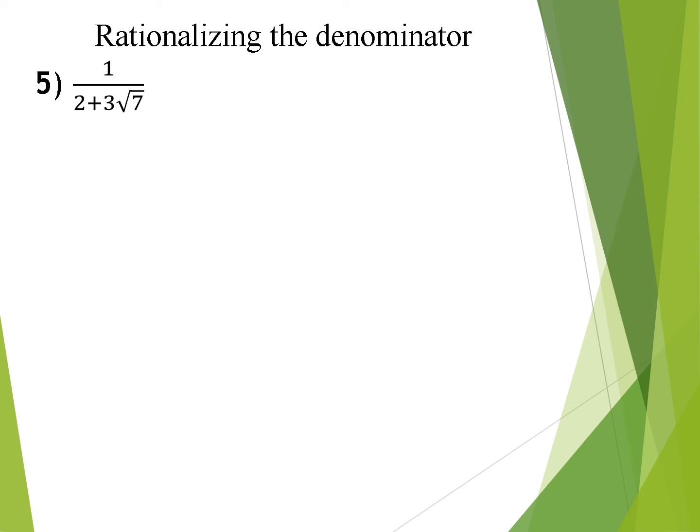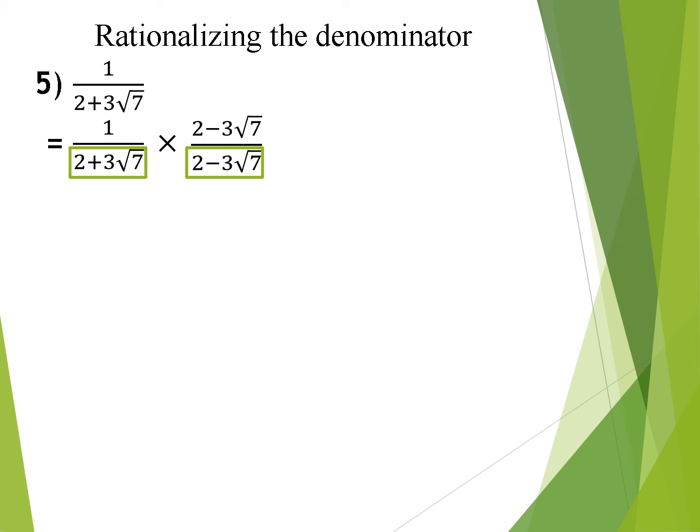Here we can see that it is given 1 upon 2 plus 3 root 7. So what will be the conjugate of 2 plus 3 root 7? 2 minus 3 root 7. So we will multiply by the conjugate, that is 2 minus 3 root 7, in numerator as well as denominator. So this is a plus b, this is a minus b. They are conjugate of each other. And what do we get? Numerator remains as it is. In the denominator we get a square minus b square, that is 2 square minus 3 root 7 whole square.